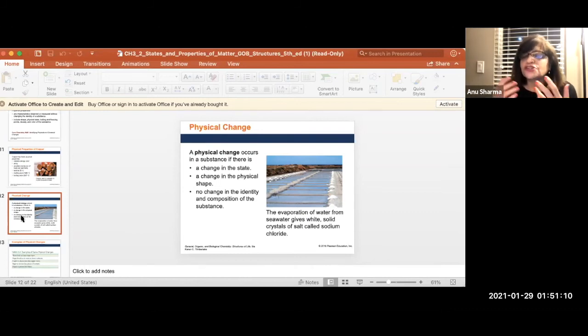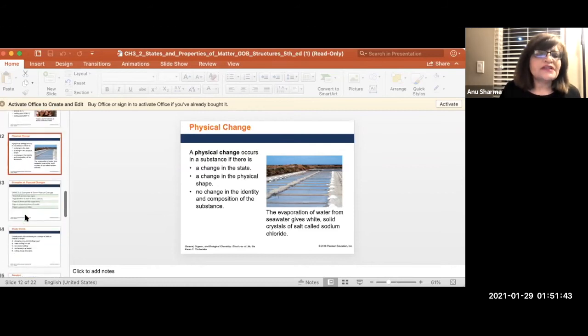It just changes the physical shape. Liquid goes to a gas state, and the solid that was soluble in the water now can be seen in crystalline form. But in a physical change, the identity and composition of the substances do not change. Evaporation is a process that leads to that physical change. The evaporation of water from sea water is a physical process.